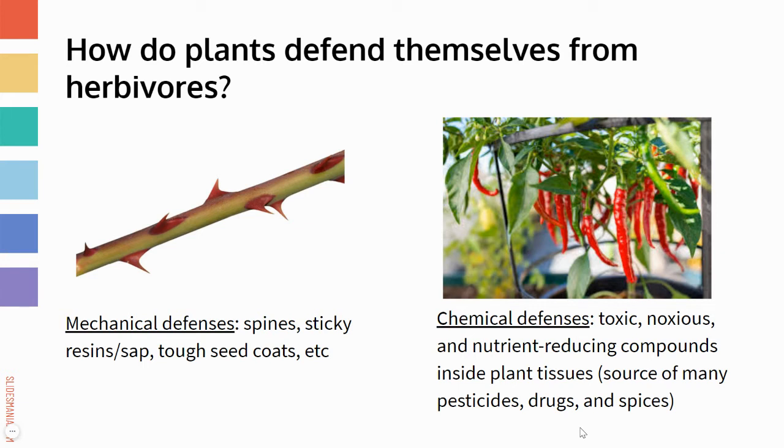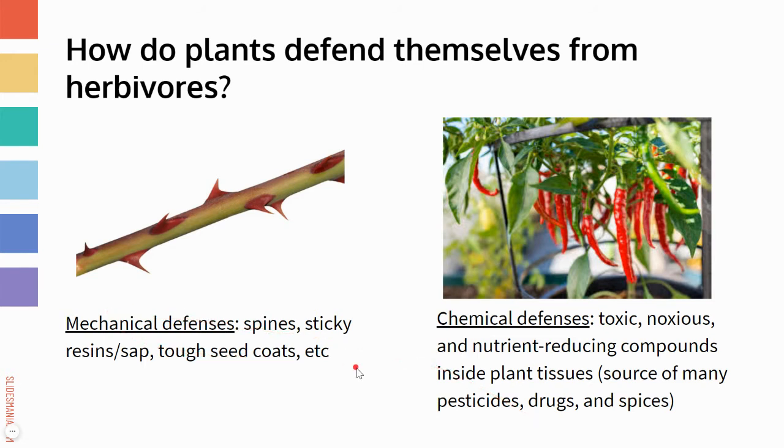We also have sticky resins or sap that can physically trap different kinds of bugs or insects that might be trying to eat the plant. Some seeds have tough outer shells, that kind of thing. So mechanical defenses is one way. They also have chemical defenses.